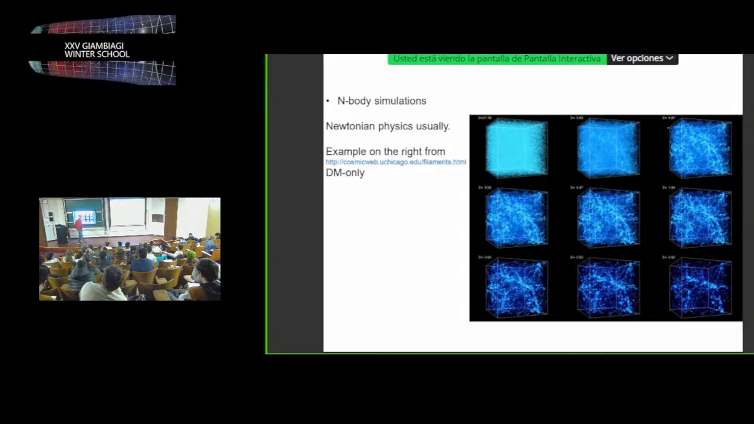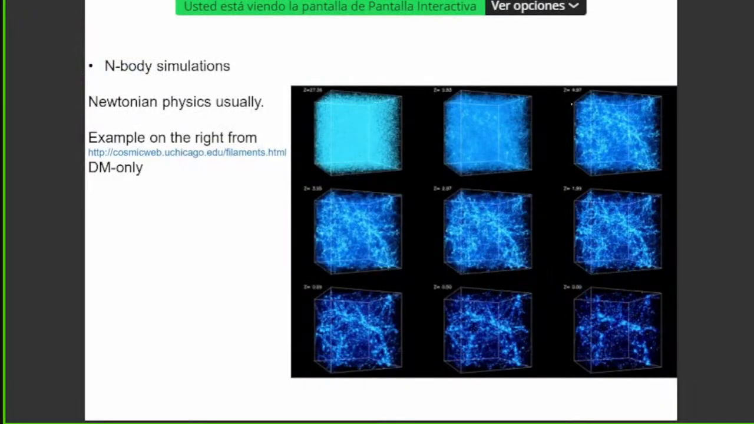Yes. Are these hydrodynamical? No. This is pure dark matter. This is pure Newtonian. The amazing thing is that this is very simple. This is just Newtonian physics. You start with some uniform conditions and you see structure forming in this very, very simple case. Okay? Yes. It's taken into account. These are comoving boxes. Yes. Thank you. All right, so this is the first thing you can try to do.